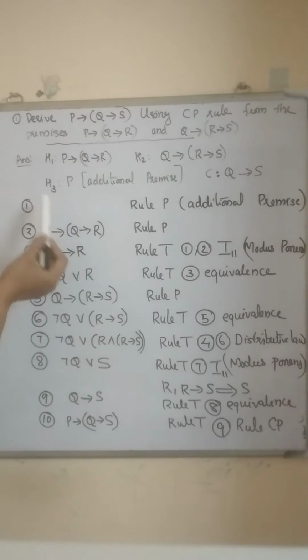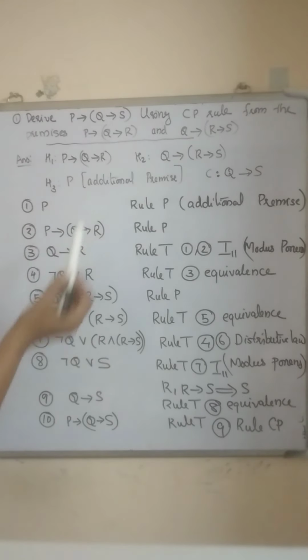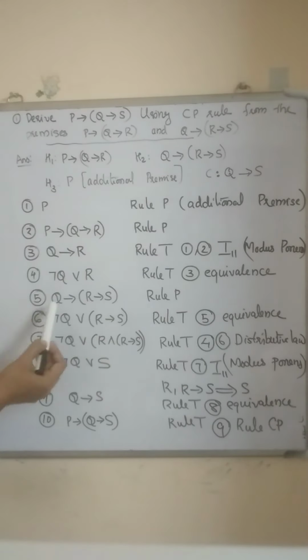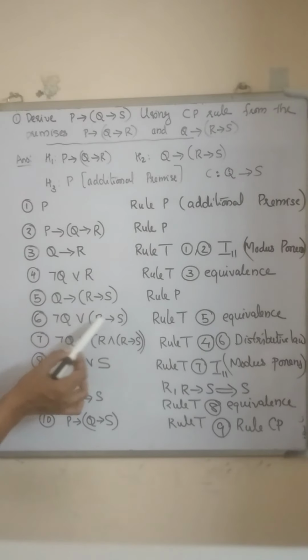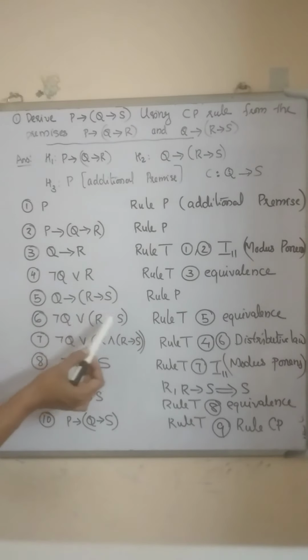Now we introduce the other premise, that is Q conditional R conditional S, that is rule P. Introducing a new premise, so it is rule P. Also, Q conditional R conditional S by equivalence is written as negation Q or R conditional S. We know that P conditional Q is equivalent to negation P or Q. Similarly here, Q conditional R conditional S is written as negation Q or R conditional S.